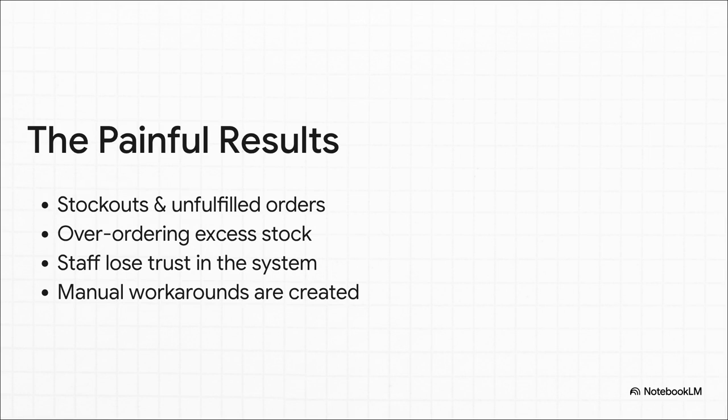And the result of all this? They are painful, and they are predictable. Ghost stock leads directly to stockouts and promising orders that you simply can't fulfill. Then, to compensate, you start over-ordering, which just ties up your cash in excess inventory. But the most corrosive effect is on your team. They completely lose trust in the system and start creating their own manual workarounds, which only fuels more chaos. It just becomes this vicious cycle.